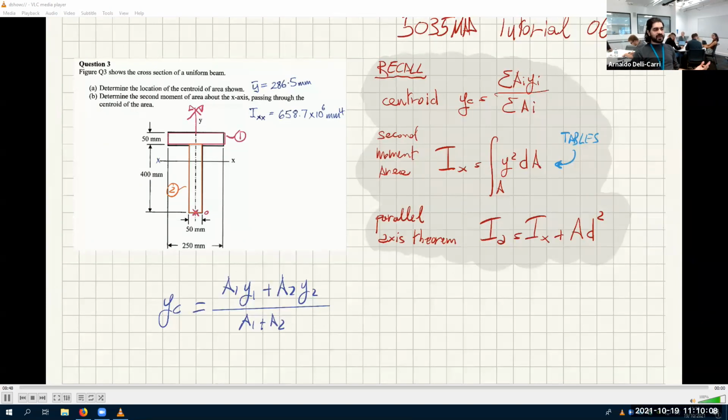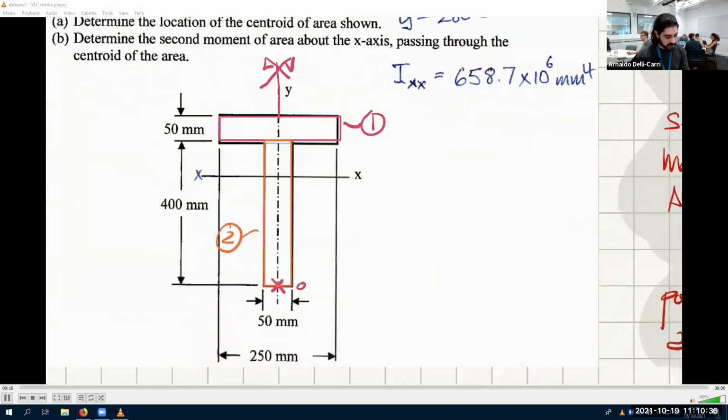Now, what is A1? A1 is the area of rectangle 1. A2 is the area of rectangle 2. What is y1? It's the y coordinate of the centroid of rectangle 1. Now, do we know the centroid of rectangle 1? Of course, because we have split this shape into simpler shapes. Simpler meaning we already know where the centroid is. That's the meaning of simple.